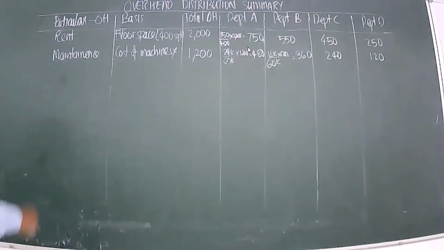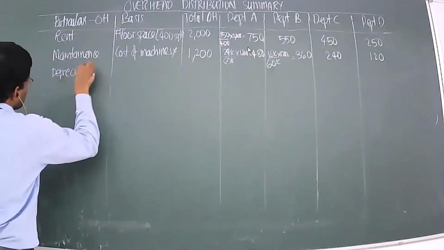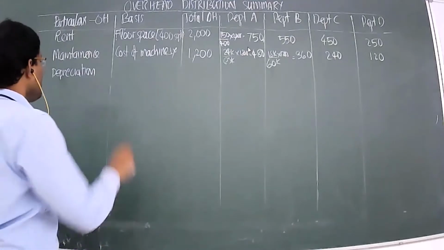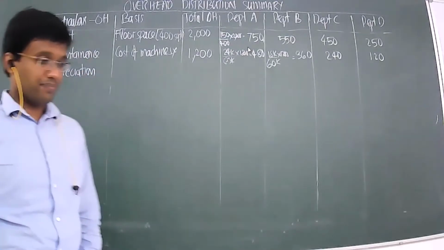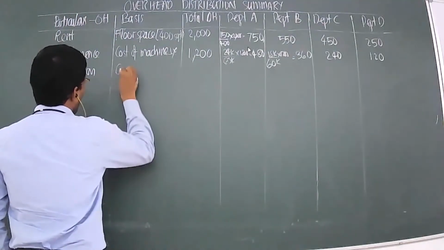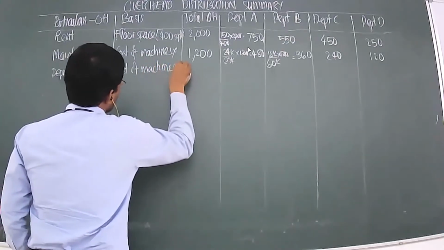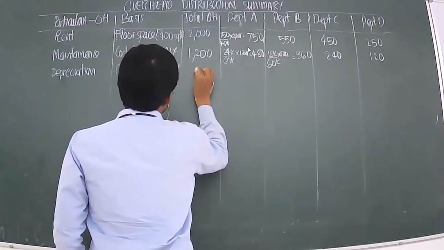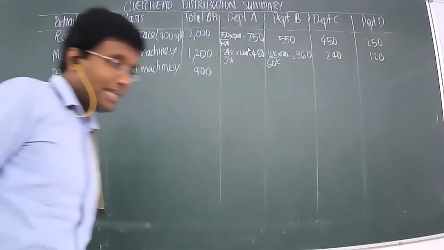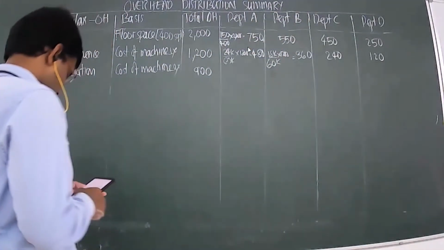Next one is depreciation. What do you mean by depreciation? Depreciation is the wear and tear. So the basis of calculating depreciation would be cost of machinery. Again, the total depreciation amount is 900.